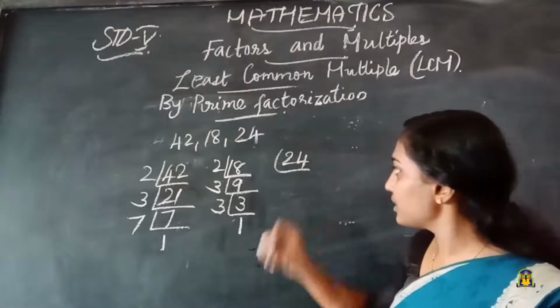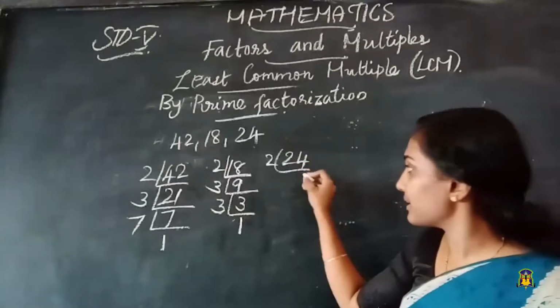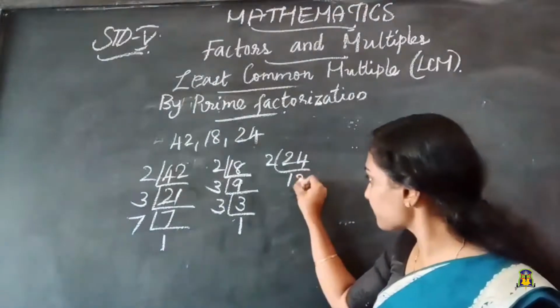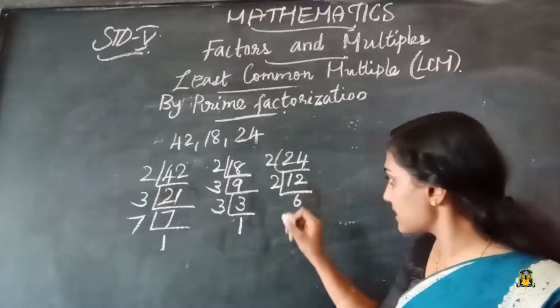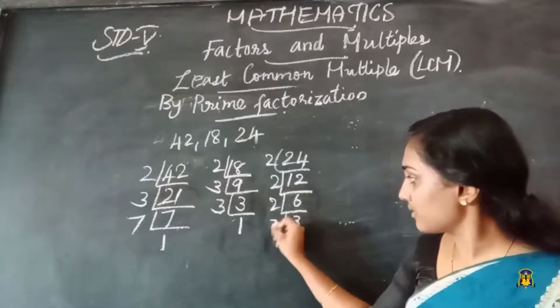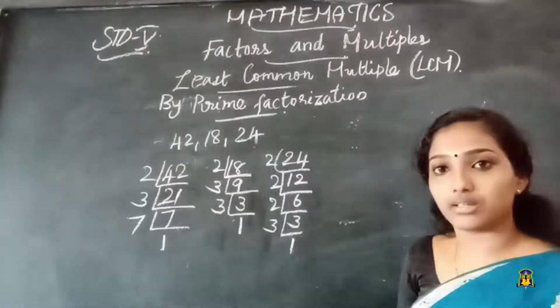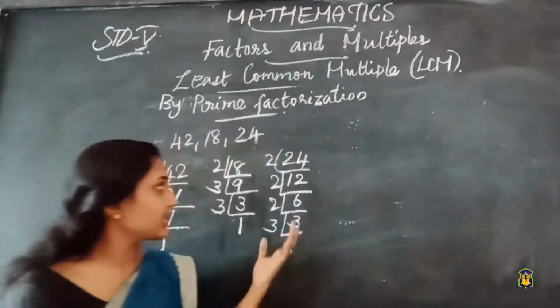Next, 24. 24 divided by 2, we get 12. Again 12 divided by 2, we get 6. Again 6 divided by 2, we get 3. 3 divided by 3, we get the quotient as 1. So we have done the prime factorization of the three numbers.